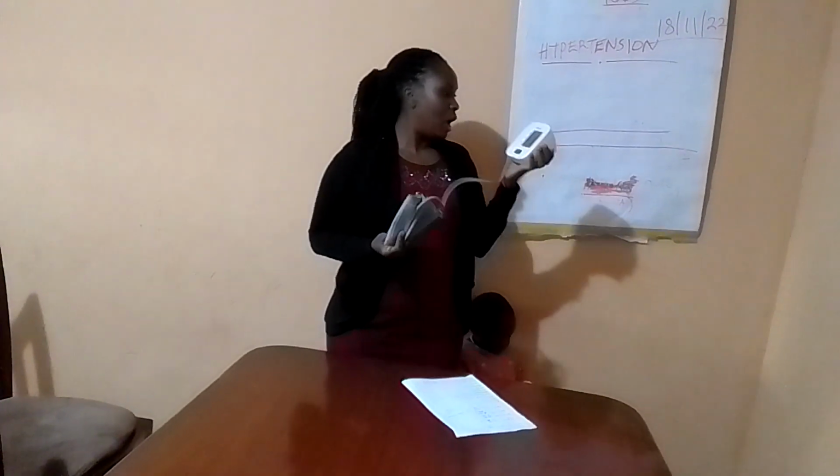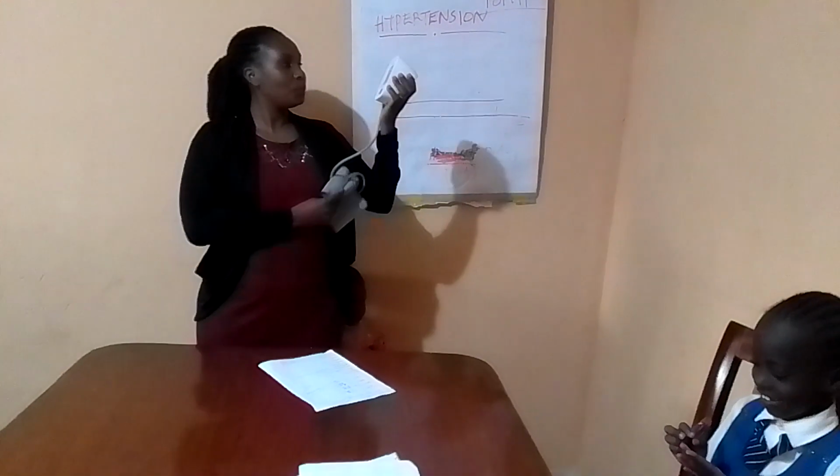There are various types of sphygmomanometers. This one is a digital one, but we also have another one which is manual. But this is what is commonly used now. But there is another manual one. So this is our sphygmomanometer. Can everyone see it? Yes. It is a simplified one.